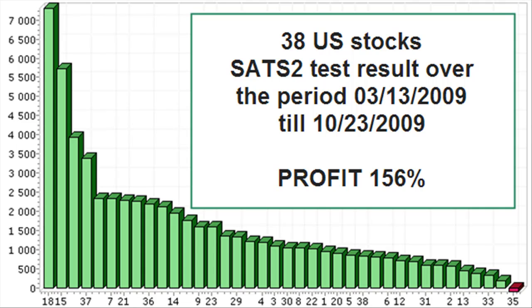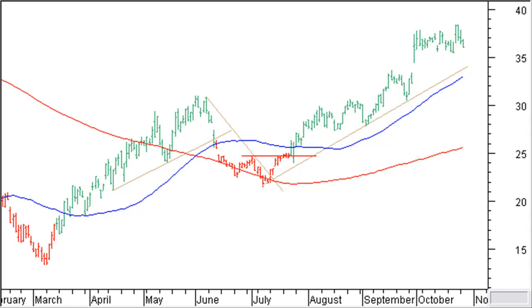Since the start of the test period on March 13 and closing on October 23, 2009, or about 7 months, it generates a profit of 156% using my own 38 US stock selection that I am following up closely. Let's have a look at just one of those stocks. Here you see the buy, the first green bar after a red bar, and the sell dates for AMP.